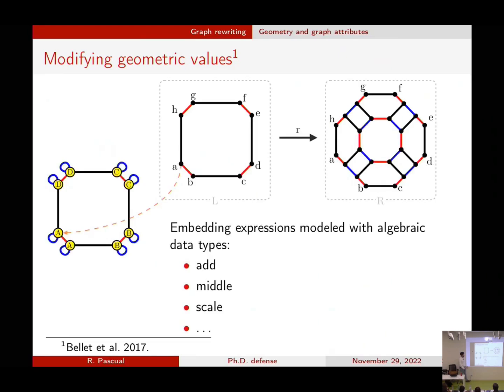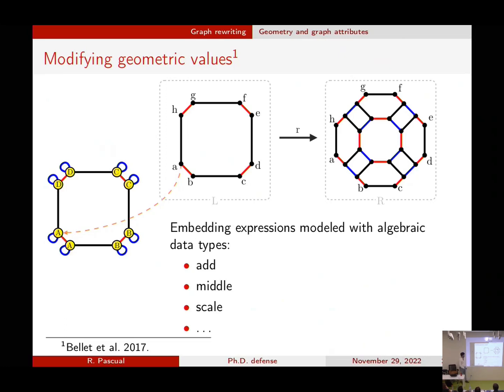So I can model them using algebraic data types, such that I have functions that allow me to simply modify the value. So maybe I have a function add that adds a vector to a point, and then I obtain a translation. Maybe I have a function called middle that computes the middle of a set of positions. And I can have a scale function. I can have everything. I just need to specify it properly.